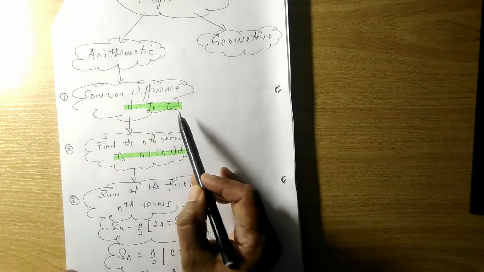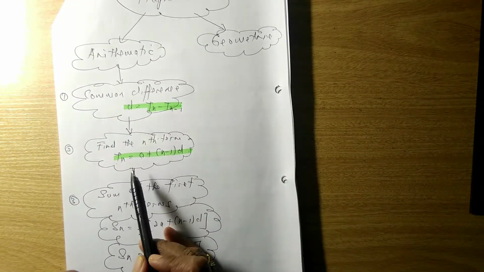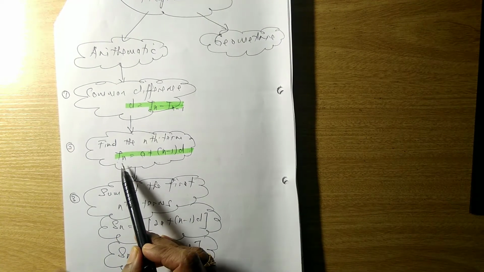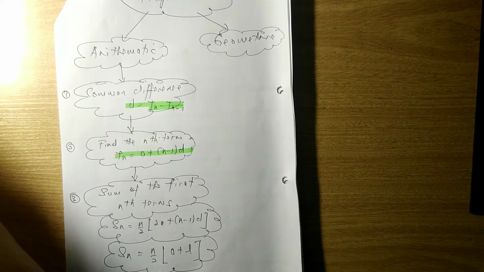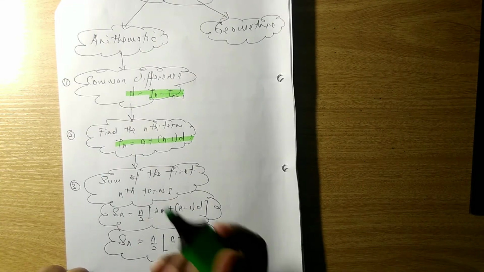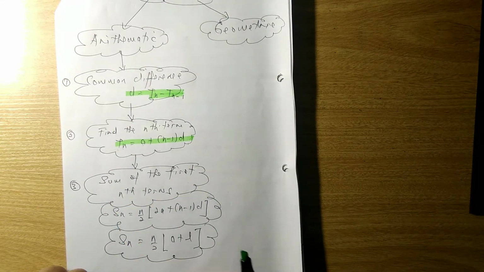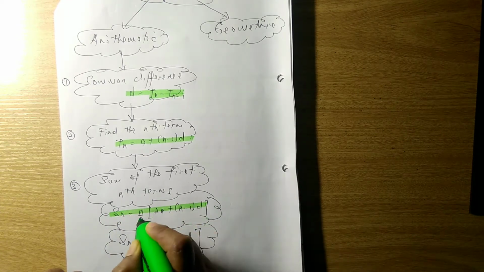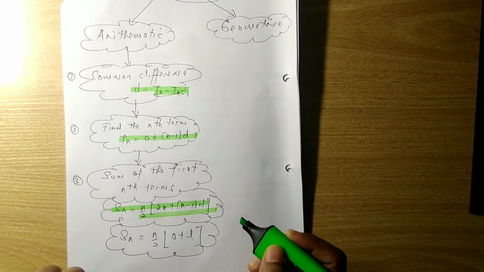Okay, so we have done the common difference. We have found your Tn. Tn stands for the term that we are looking for. Okay, now we move on to the next part: the sum of the first n terms. Here, this is the formula given. There are two formulas actually.